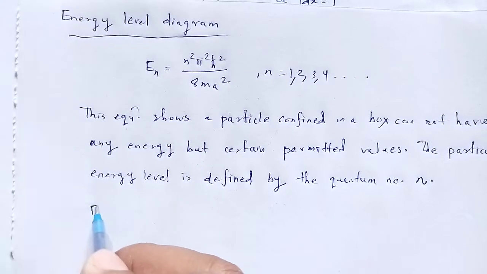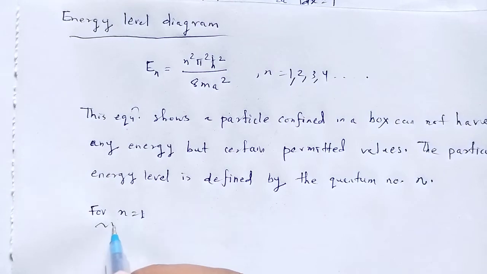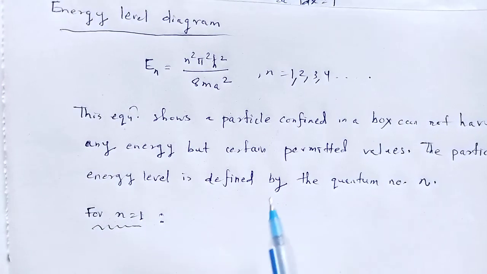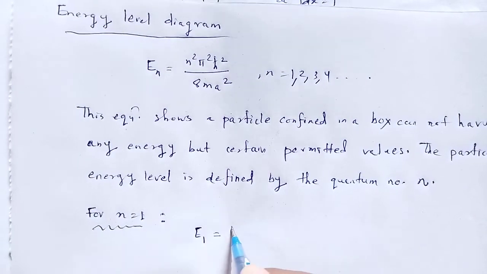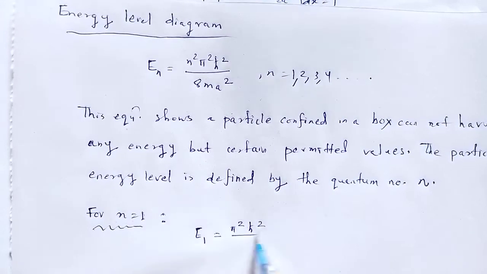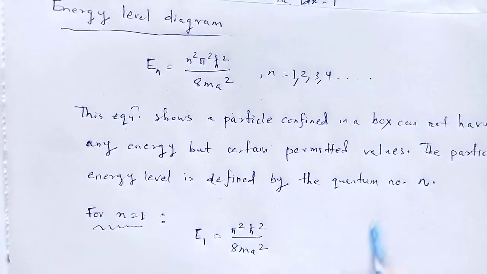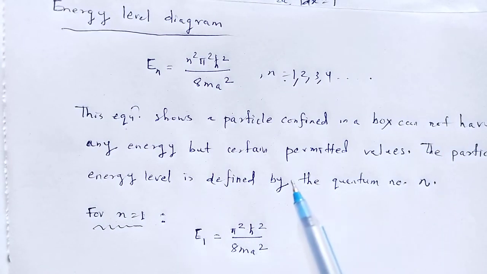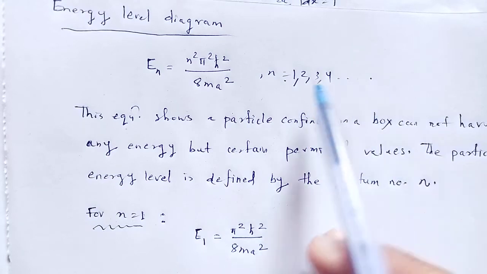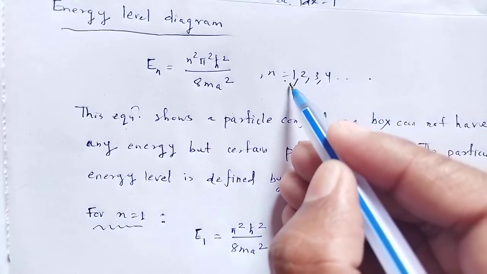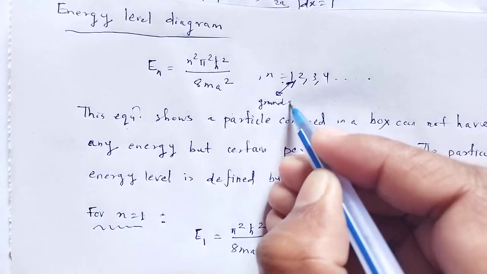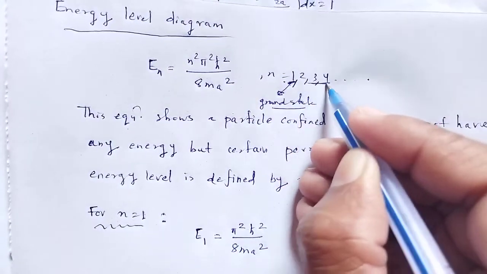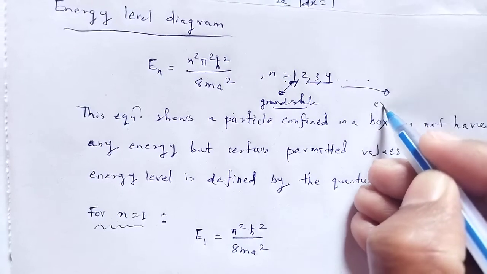When n is equal to 1, E1 is equal to pi square h square divided by 8 m a square. N equal to 1 corresponds to the ground state, and the states 2, 3, 4 are the excited states. So n equal to 1 stands for the ground state, and 2, 3, 4 stand for excited states.